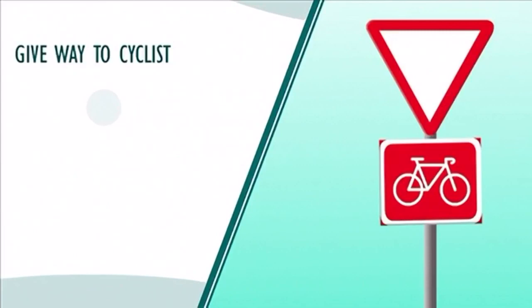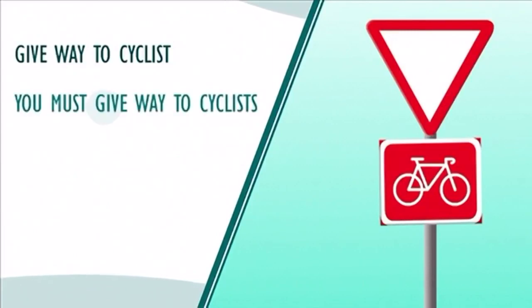This sign means that you must give way to cyclists. It can be found at junctions or roads where there is a cycling track crossing that road or junction. At this sign, reduce your speed, look for cyclists, and give them priority if they are present nearby.